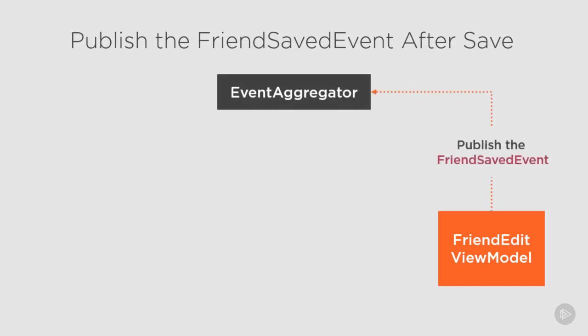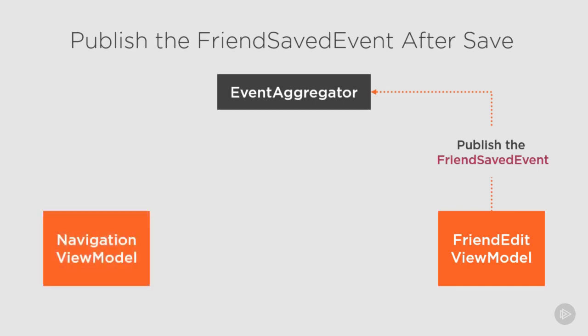In the friend edit view model, we have the save command. When that command is executed, we want to use the event aggregator to publish a friend saved event. The navigation view model, which contains the navigation items, will subscribe to that event so that it can update the friend's name. Alright, so this is what we want to do. Let's start with the friend edit view model to publish the friend saved event.